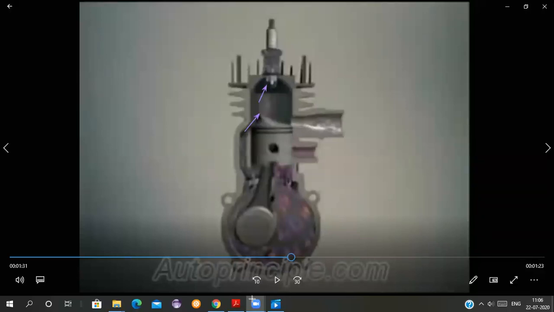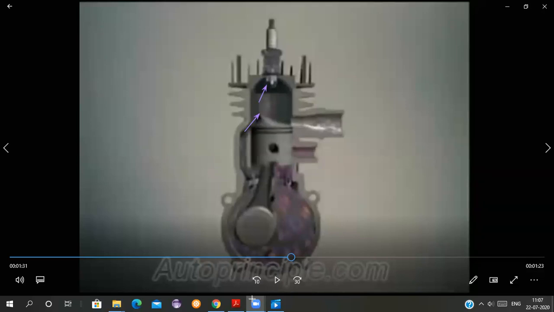Can anyone answer this? Why do two-stroke engines have a good pickup compared to four-stroke engines? Because it has more power. Okay, see why it has more power: because in every two-stroke you are getting power. In two strokes of the piston, how many times will the crankshaft rotate?